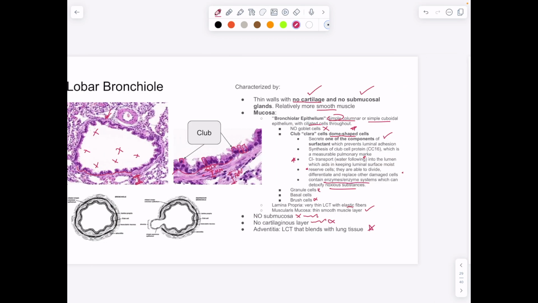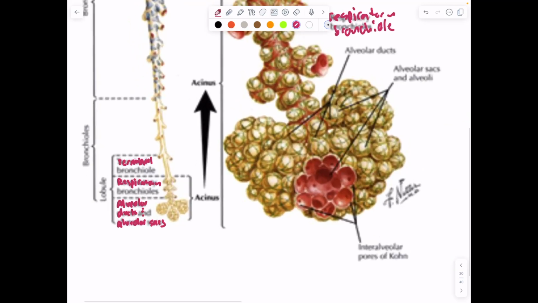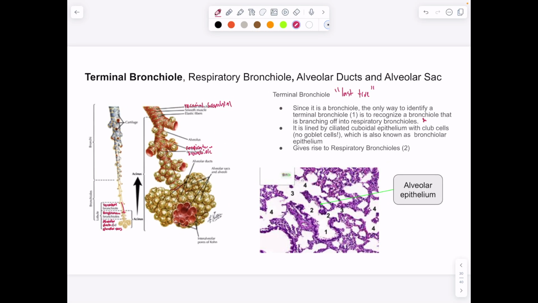All right, so then after the lobar bronchioles, we go to the terminal bronchioles, which are another division. So we have terminal bronchioles, which will eventually give rise to our respiratory bronchioles. And then the respiratory bronchioles, remember, makes up our acinus, which we mispronounced as acinus. All right, so our terminal bronchioles, or last true bronchioles, basically the way that you identify these is by recognizing that it's going to branch and give off respiratory epithelium. So it is bronchial epithelium, so it's not the traditional respiratory epithelium, it's ciliated cuboidal epithelium, which is known as bronchial epithelium.